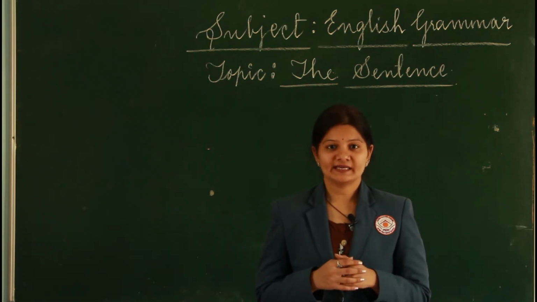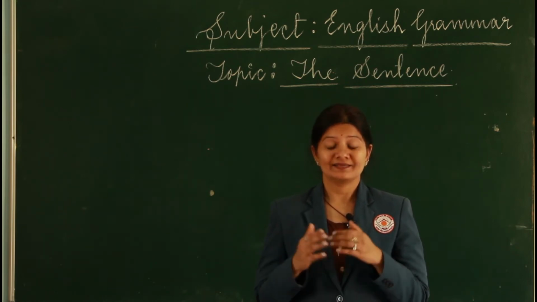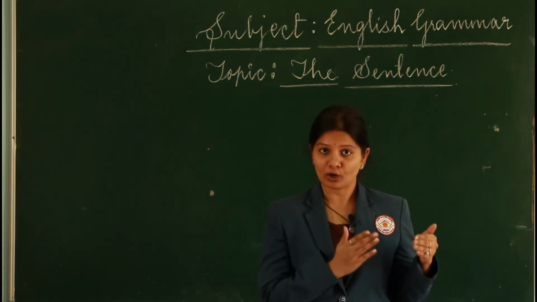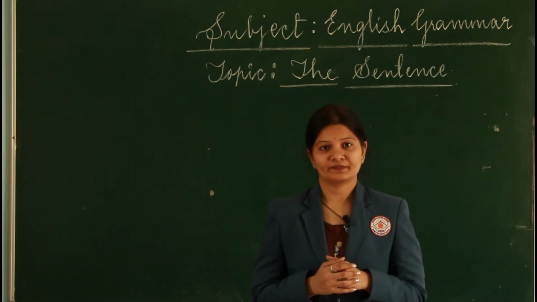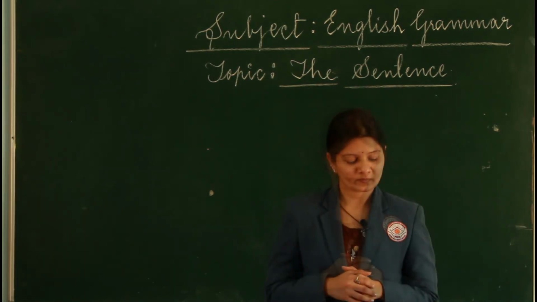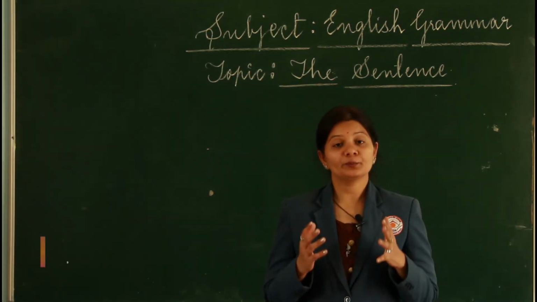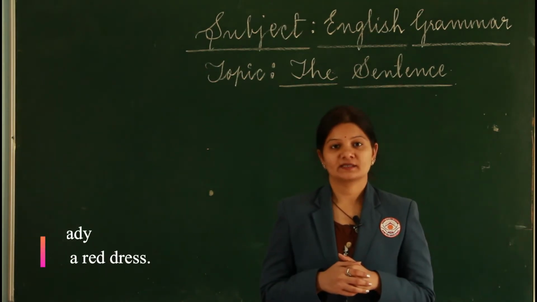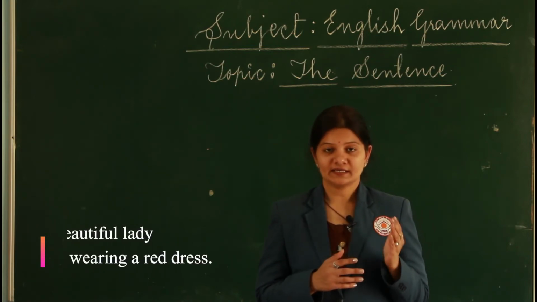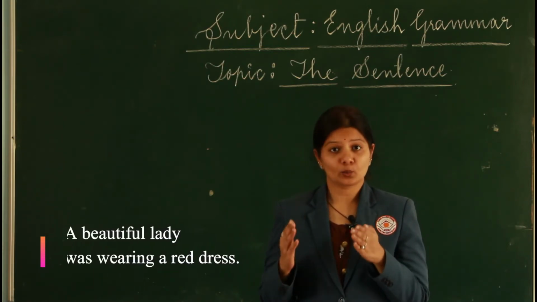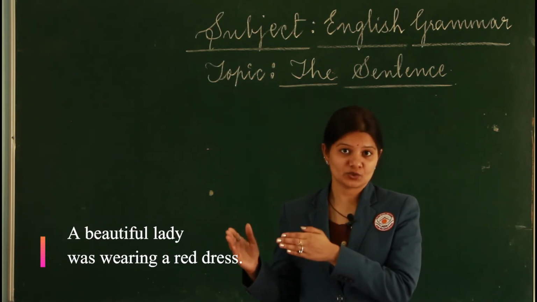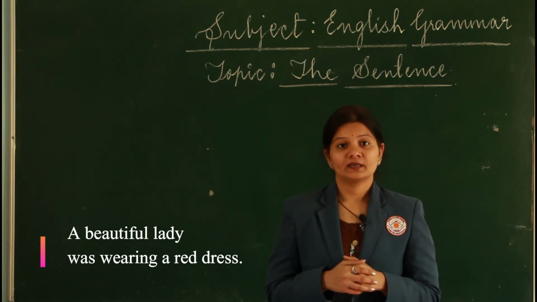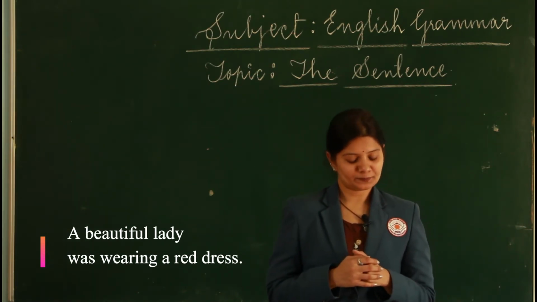Predicate is the part of the sentence that gives information about the noun or talks about the subject. Let's look at an example here. A beautiful lady was wearing a red dress. So yes, a beautiful lady is the subject. Was wearing a red dress is the predicate. Let's look at one more example.